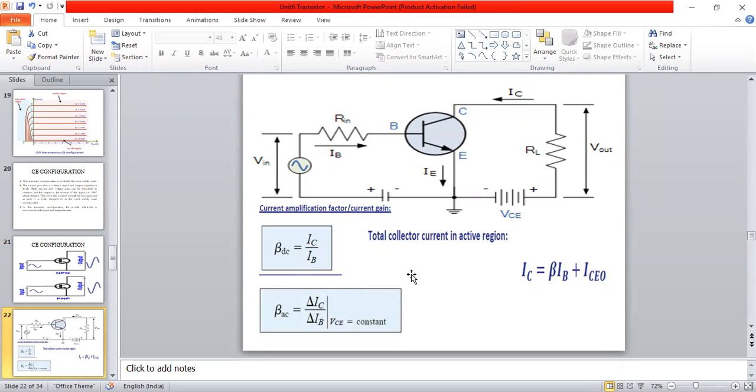See here, further, which transistor is it? Which transistor is it? Which type, NPN or PNP, is it? NPN. NPN, sir. NPN or PNP? Check once.